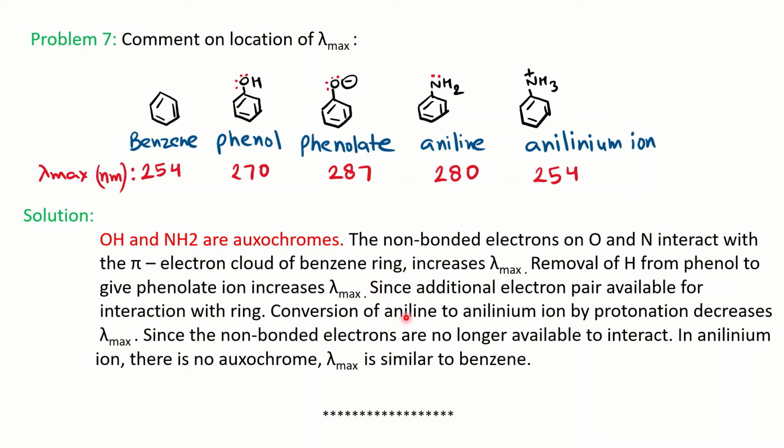In my next video, as I told you, we'll be discussing the lambda max value calculation for aromatic compounds, for alpha beta unsaturated compounds, and for conjugated alkenes, polyenes you can say, along with the effect of conjugation as well as the effect of solvent polarity.